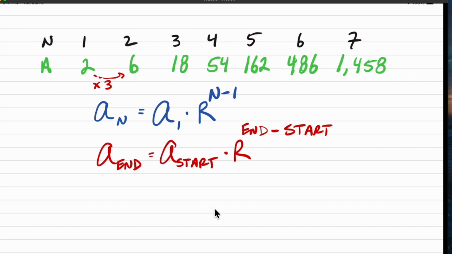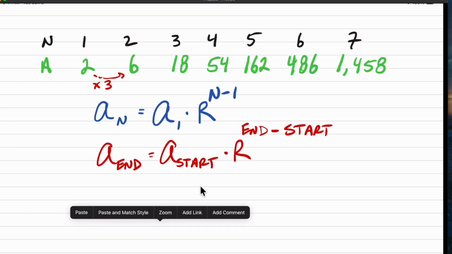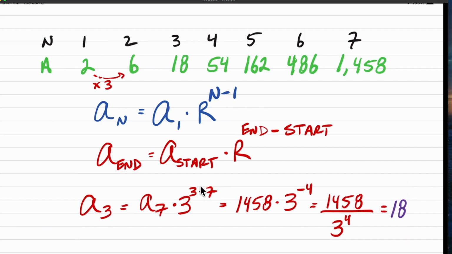Folks, the way to think of this formula is the amount at your end position, end as in end of the day, is the amount at your starting position times your common ratio raised to the end minus the start. Now look at this. Suppose we wanted to find the amount at position 3, but we're starting at position 7. Okay? We're going to go backwards, something you don't normally do in these problems. Let me show you that it still works.